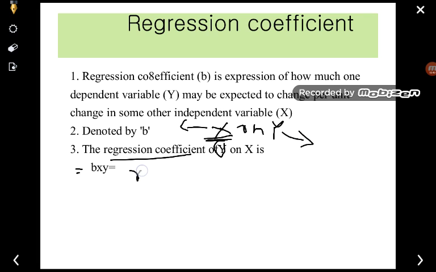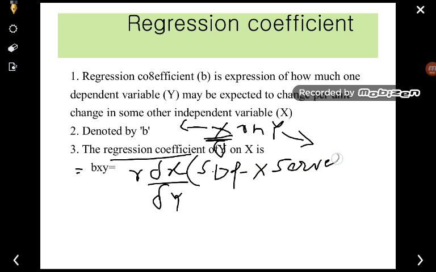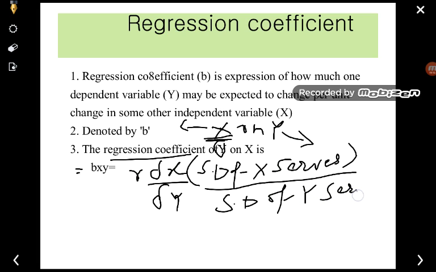So r, here x variable, therefore delta x by delta y. What is delta x? Delta x is nothing but the standard deviation of x series. And what is delta y? Standard deviation of y series. So in this way we have to find out the regression coefficient. So these are the two equations for regression coefficient.